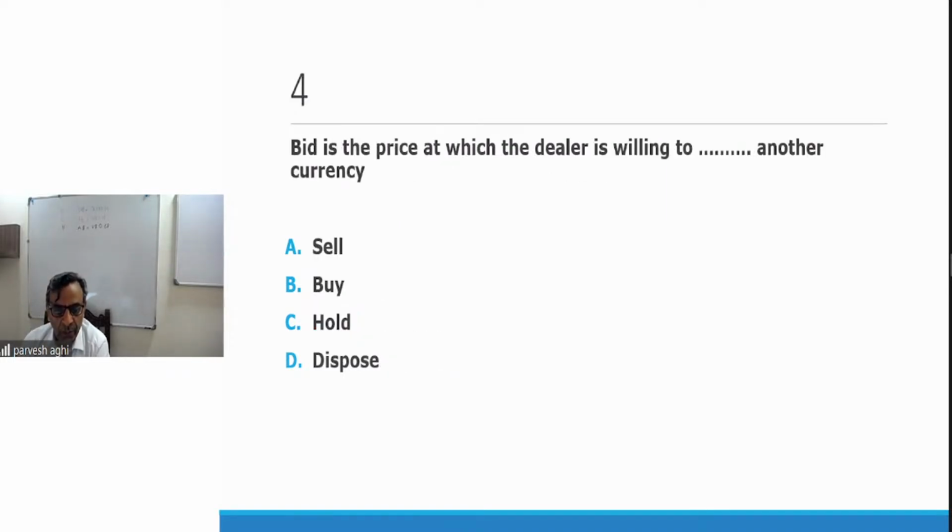Okay, the fourth one. Bid is the price at which the dealer is willing to buy or sell another currency. What is the bid?